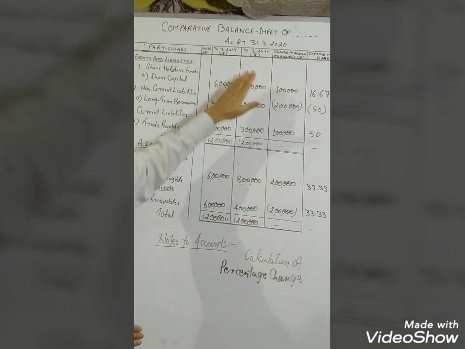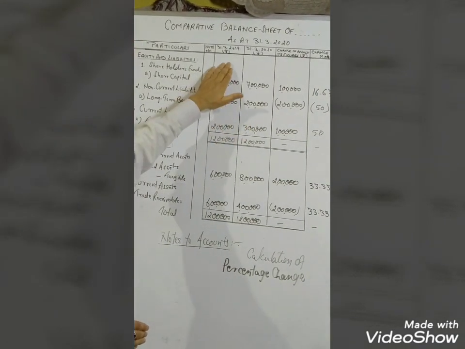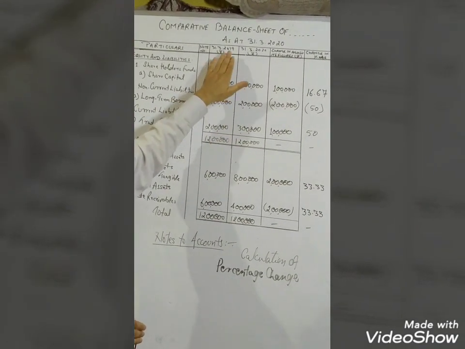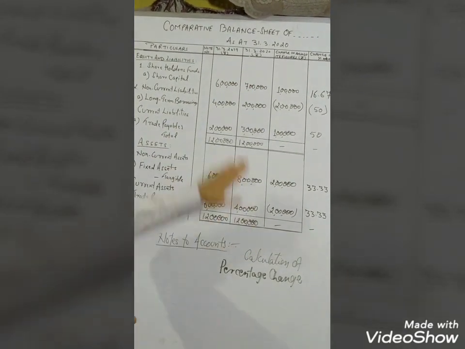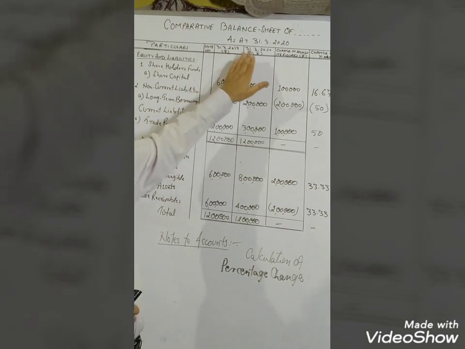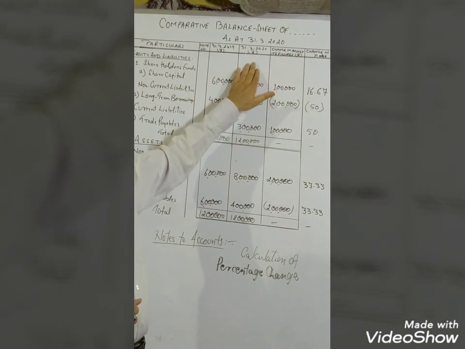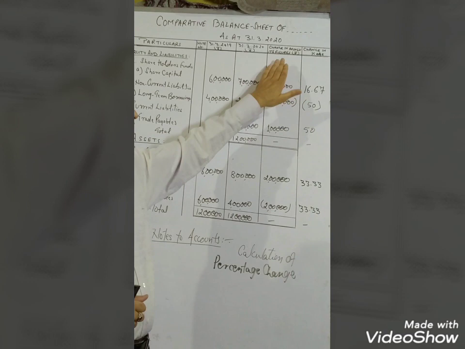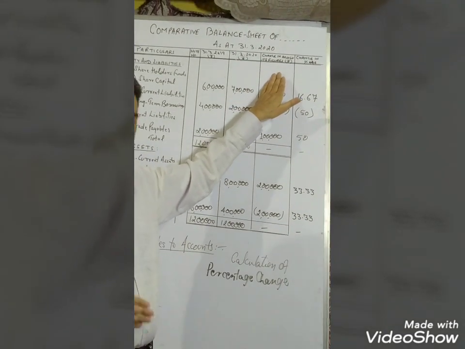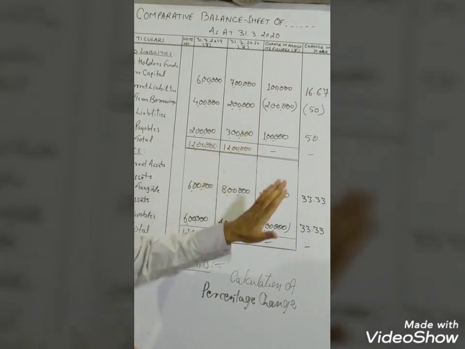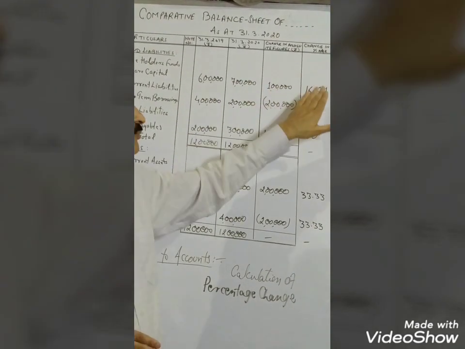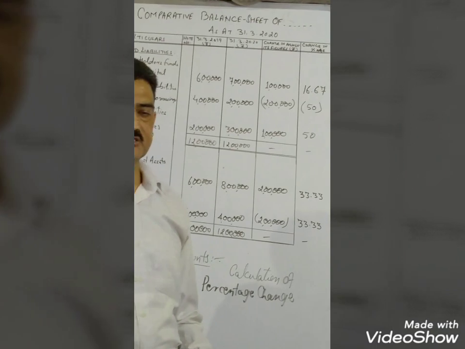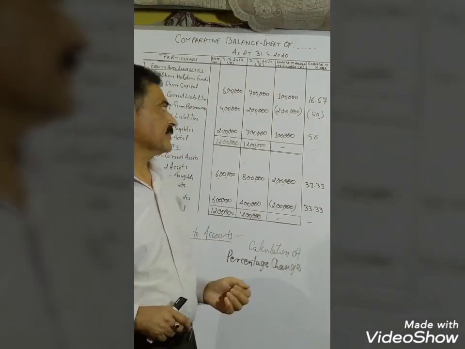But here we will have to change. We have to mention the first year values in the first column and next year value, that is the current year value, in the next column. So 31st March 2019, 31st March 2020. Then change in absolute figures. Here we will have to mention the difference between the two values, and it is to be converted into percentage, how much percentage the change has taken place.